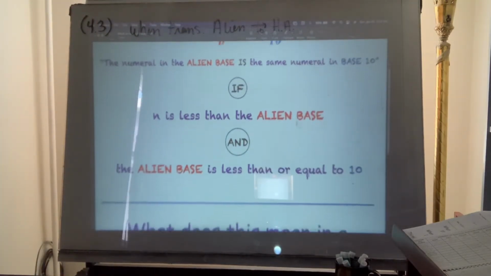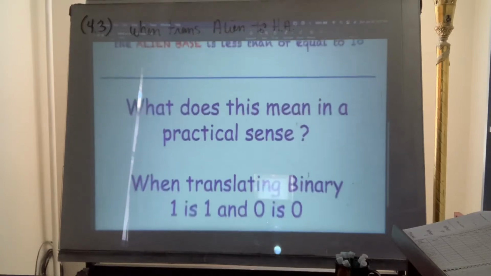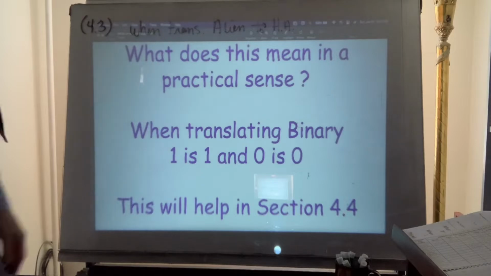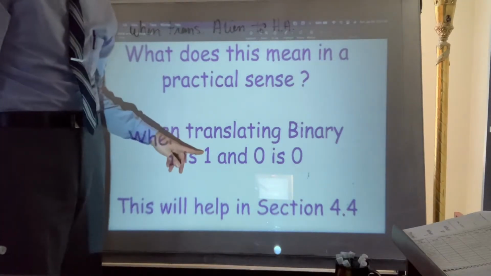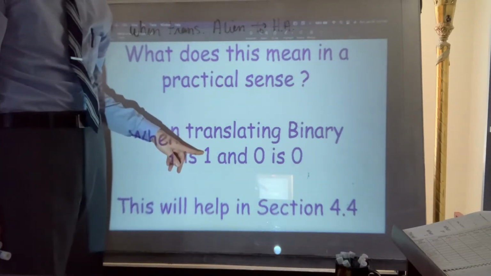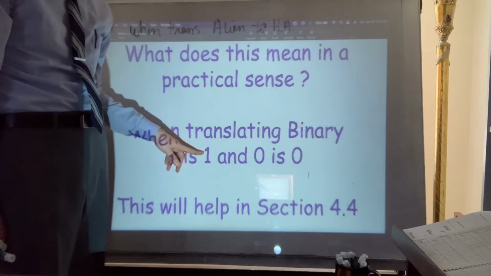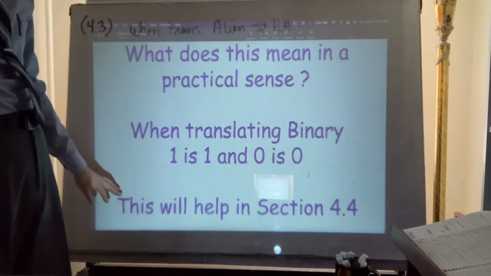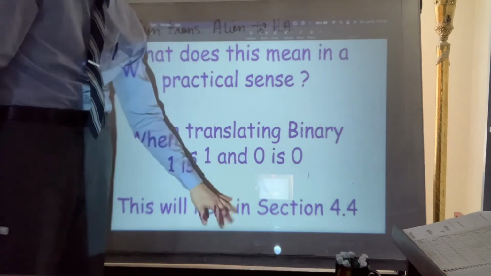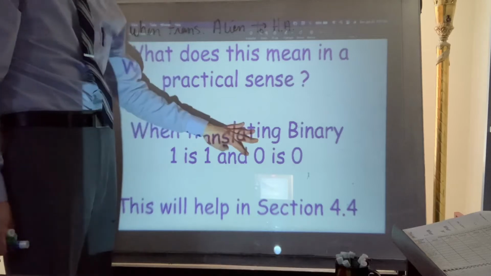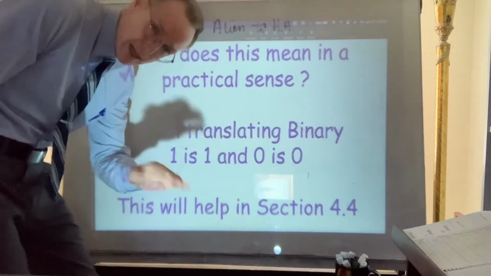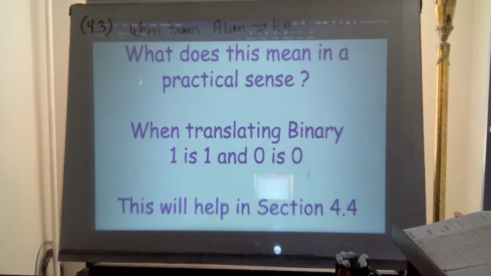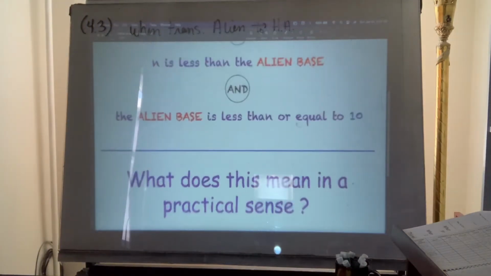I imagine it's probably confusing right now. What does this mean in a practical sense, though? It means when translating binary, the 1 in binary is still 1 in Hindu Arabic, base 10. 1 is 1 and 0 is 0. When we get to section 4.4, that would be helpful. So I'm just touching upon it right now, even if you don't feel super confident about it. Don't worry. You haven't done any examples yet, so let's do that.